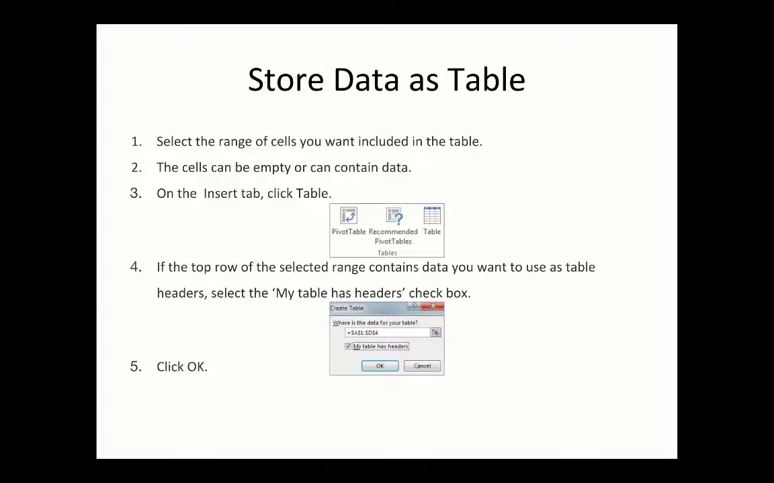To store the data as a table, first select the range of cells you want included in the table. The cells can't be empty, and it must contain data. Then go to the Insert tab and click Table. If the top row of the selected range contains data you want to use as the headers, then select the My Table Has Headers checkbox. Then click OK.